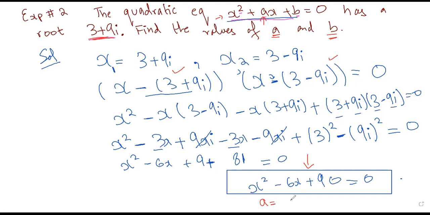A is the coefficient of x, so A will be 1. X, not x square. This is x. So 6, negative 6. Very good. And what about B? B will be 90. Perfect. So the concept in this question was not to find out the values of A and B, but the fact that if this is a root, this would also be a root.